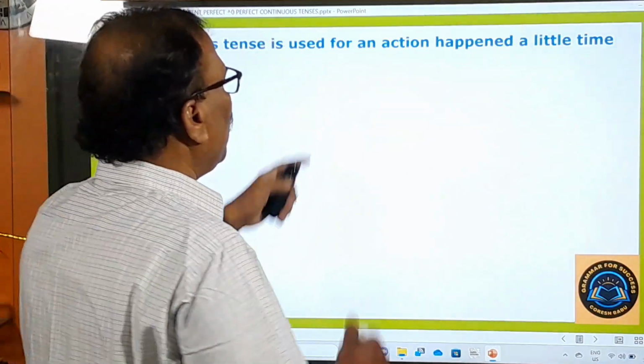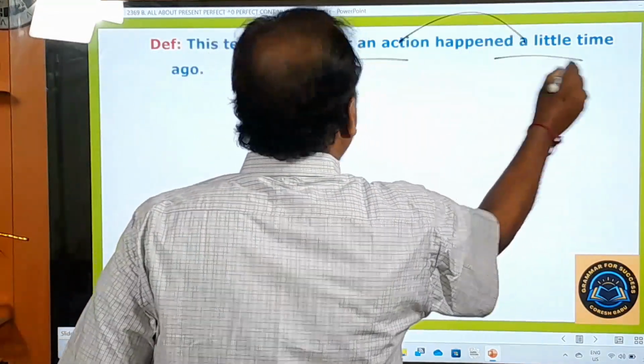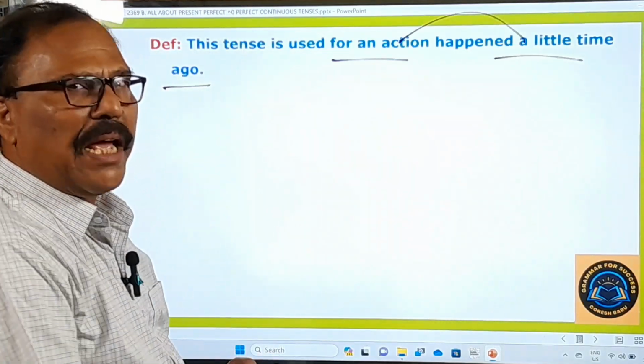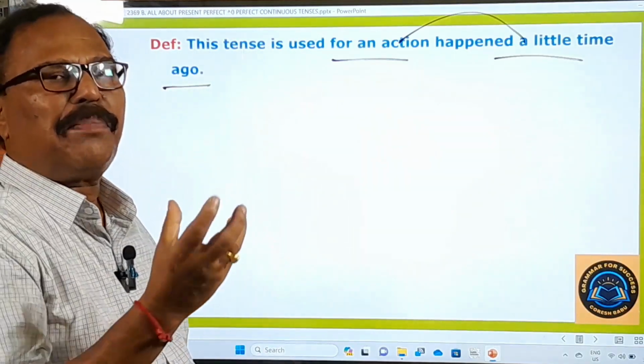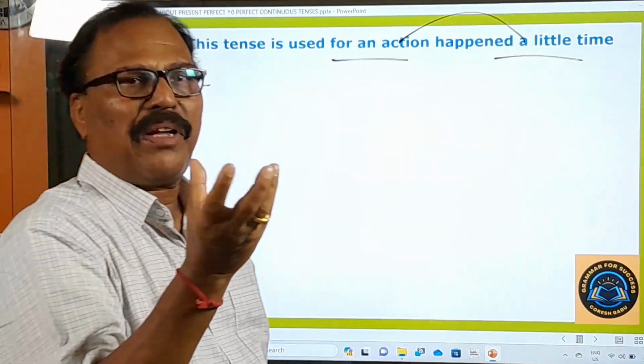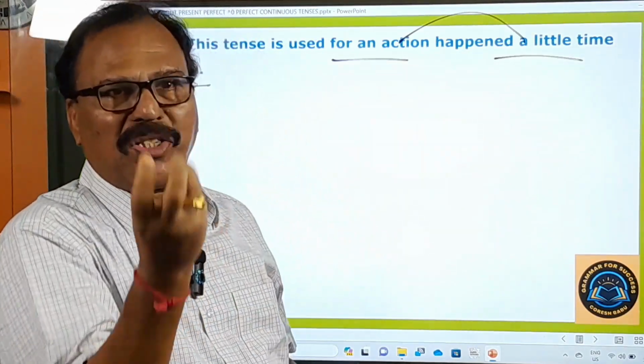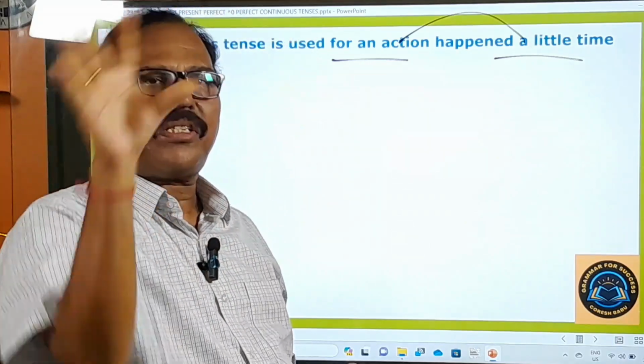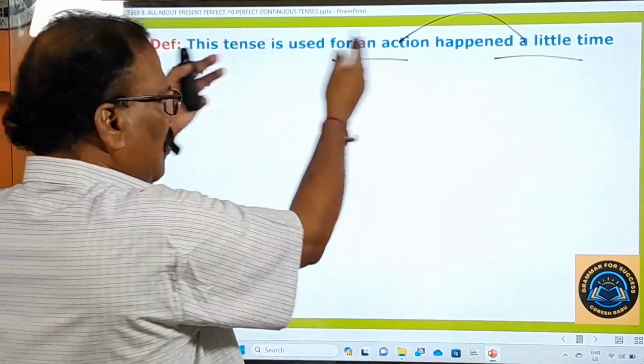This tense is used for an action that happened a little time ago. A little time means what? It depends largely on the size of the actions. Okay, so there are small actions, medium actions, and big actions. According to the size of the action, this largely depends.